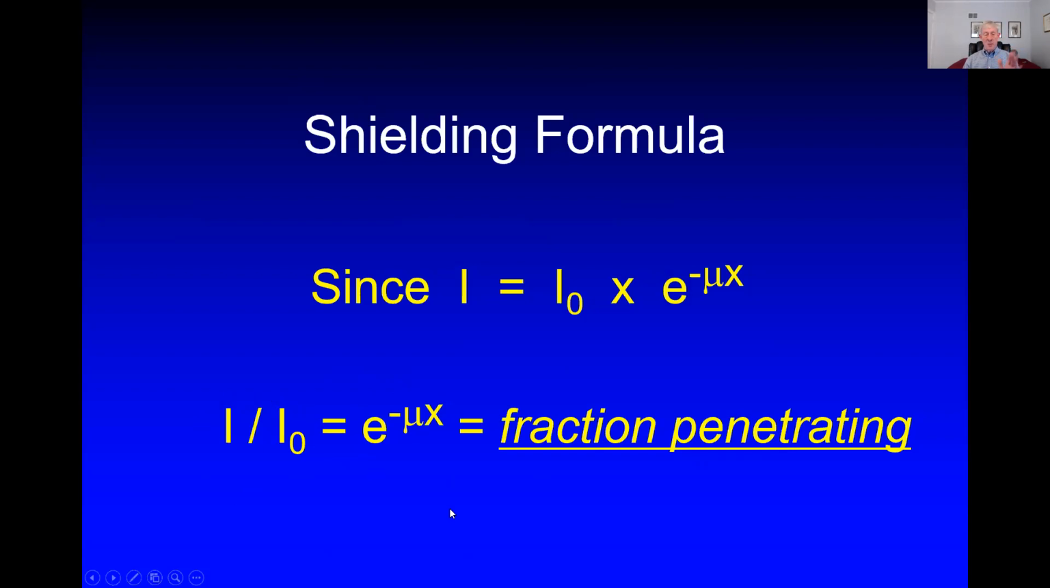Now I'm going to use the same words I used half an hour ago. It is not intuitive to us that this is fraction penetrating. We don't think in terms of those negative natural logs. We're accepting that it's correct because we just proved that I over I0, which is fraction penetrating, equals this, but it's just not intuitive at all.